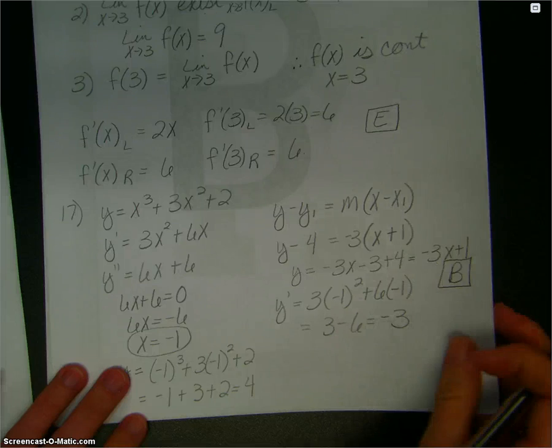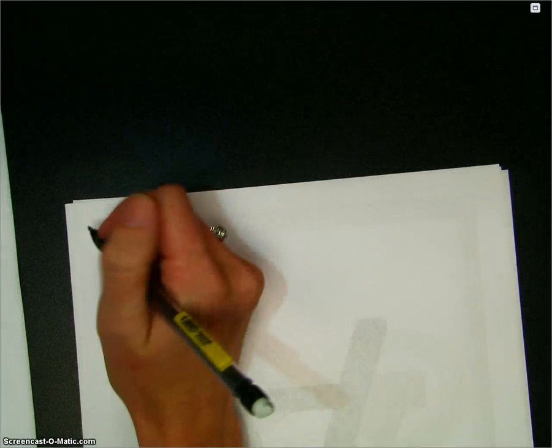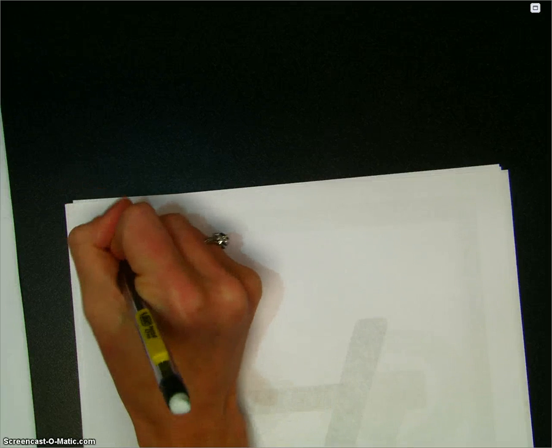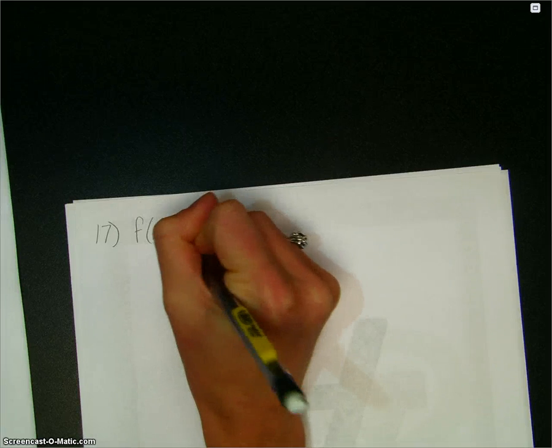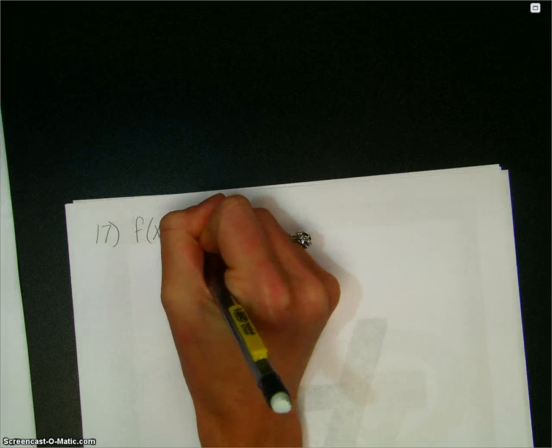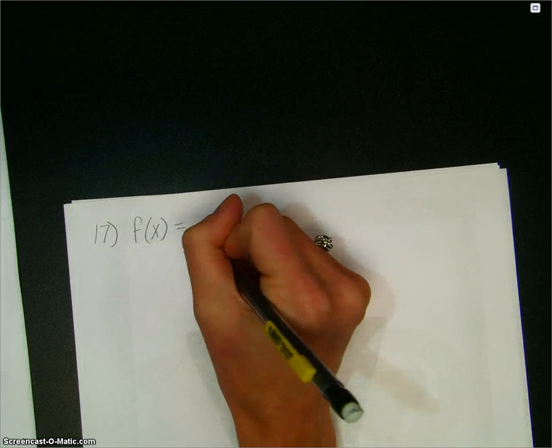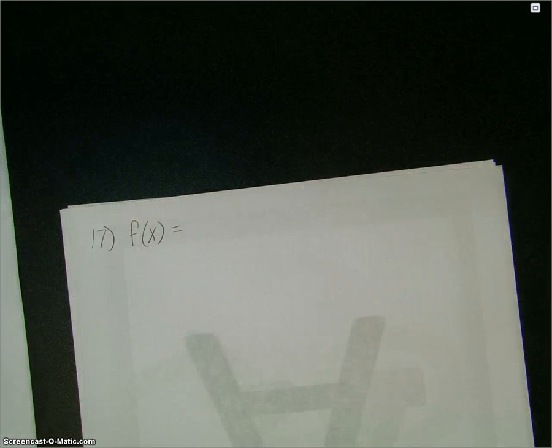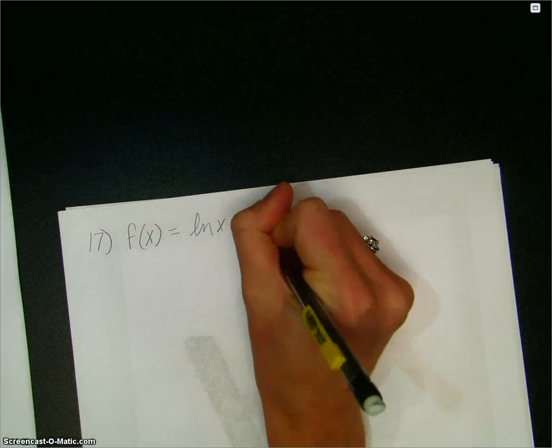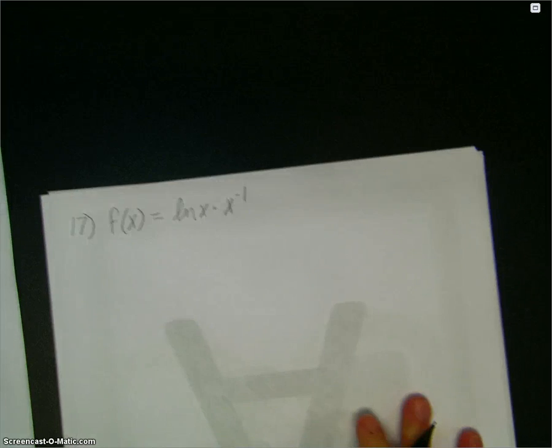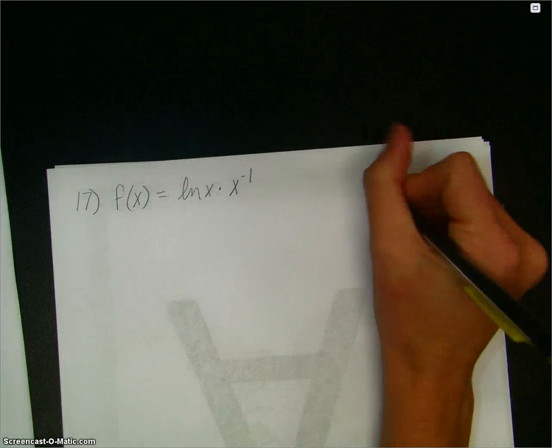Okay. The second number 17 that's on there, we've got two number 17s. Oops. Second number 17 is going to deal with a natural log, and I'm going to rewrite this. We're talking about increasing and decreasing, and so I'm going to rewrite this as the natural log of x times x to the -1 power and use my product rule. You can use a quotient rule if you want to.